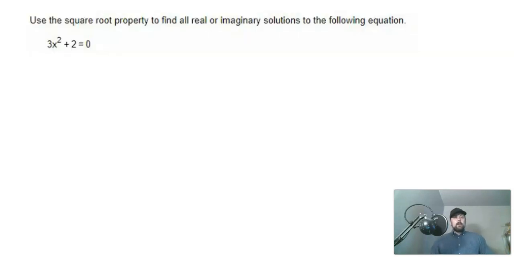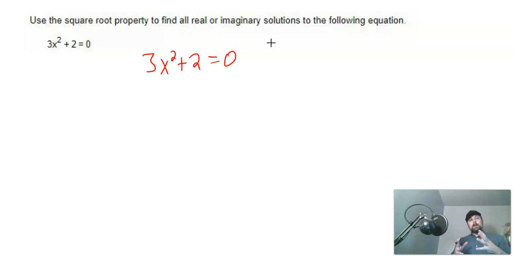Okay. So use the square root property. Here the directions kind of give it away. This one, you should be able to just get x by itself. At some point, you will apply a square root to find all the real or imaginary solutions to the following equations. I'm sorry it's grayed out for some reason. I'll just rewrite it to make sure it's visible to you.